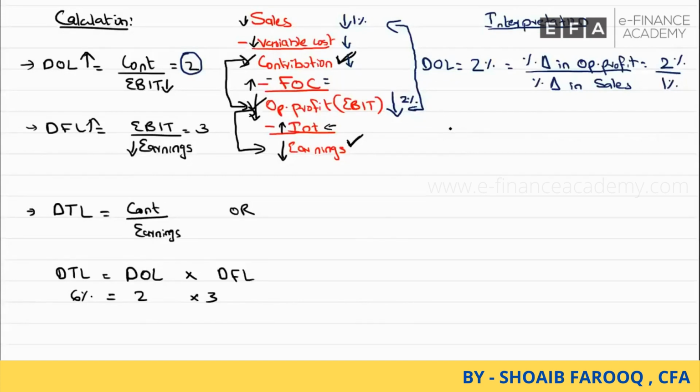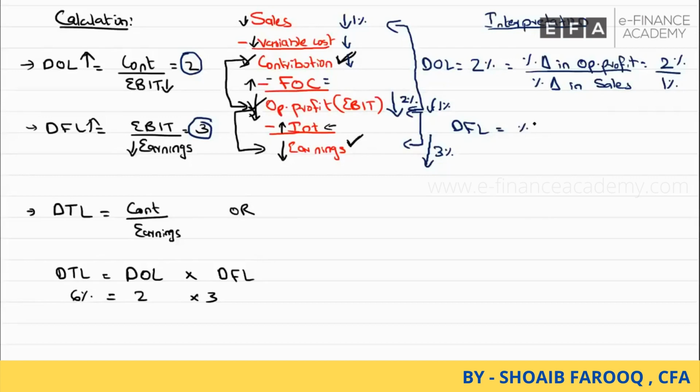All right, let's talk about degree of financial leverage. How do you interpret that? Well, when your operating profit goes down, interest is a fixed cost that will make our net earnings a lot more sensitive because of the fixed interest cost. So if we assume that our operating profit is going down by 1% and we have a DFL of 3, that means our earnings will actually go down by 3%. So earnings is 3 times more sensitive to changes in the operating profit. And that's exactly the interpretation.